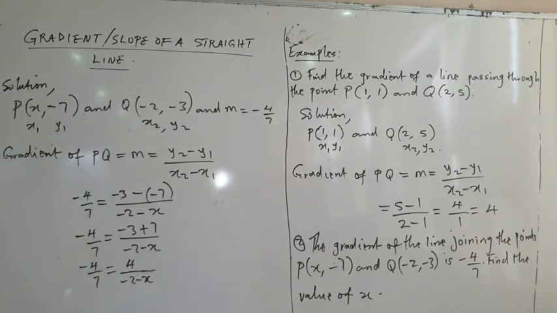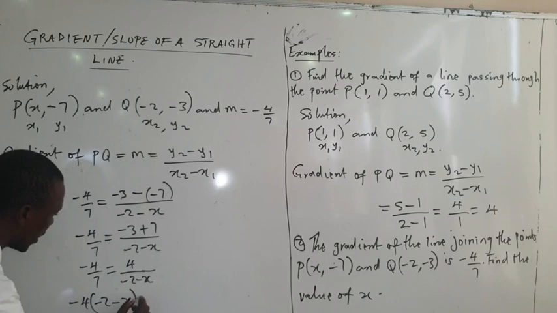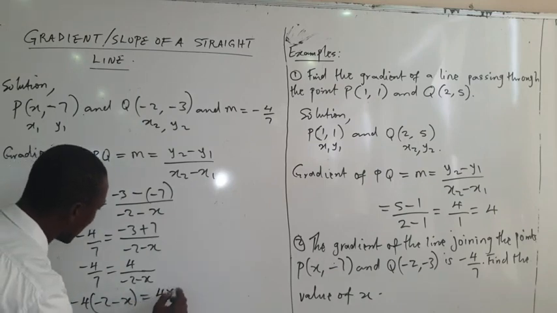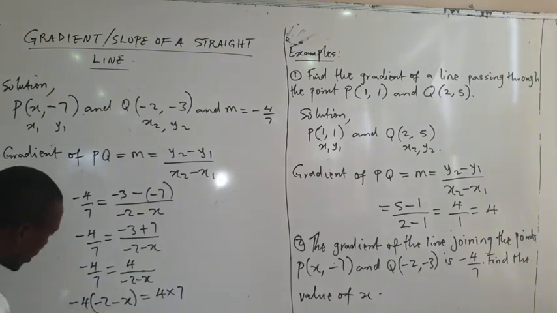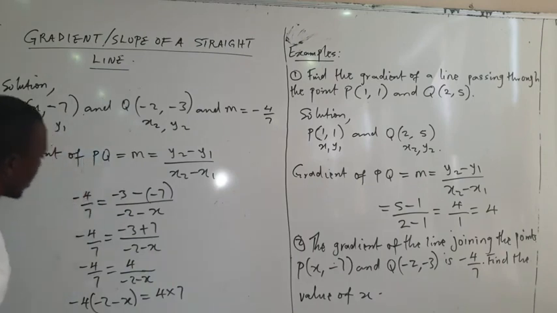So we now cross multiply. We have minus 4 into minus 2 minus x equals 4 times 7. So we now open the bracket. We have plus 8, that's minus 4 times minus 2, that's 8. Then minus 4 times minus x, that's plus 4x equals 28, that is 4 times 7, 28.